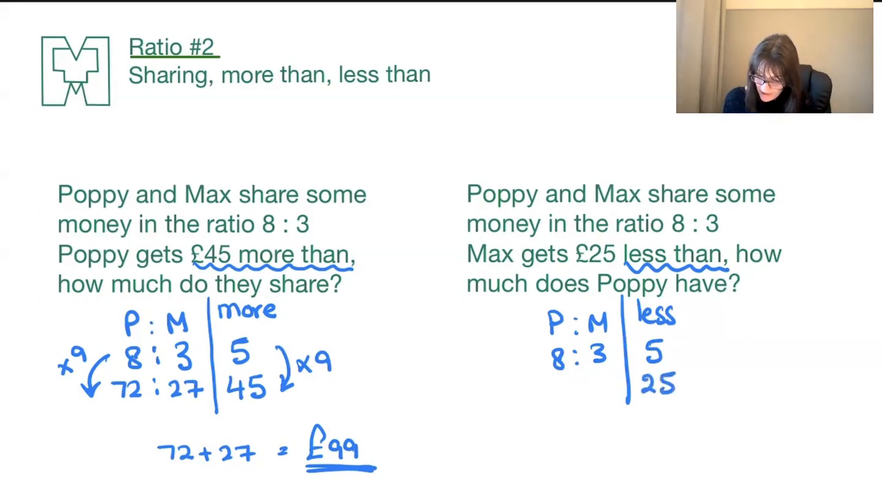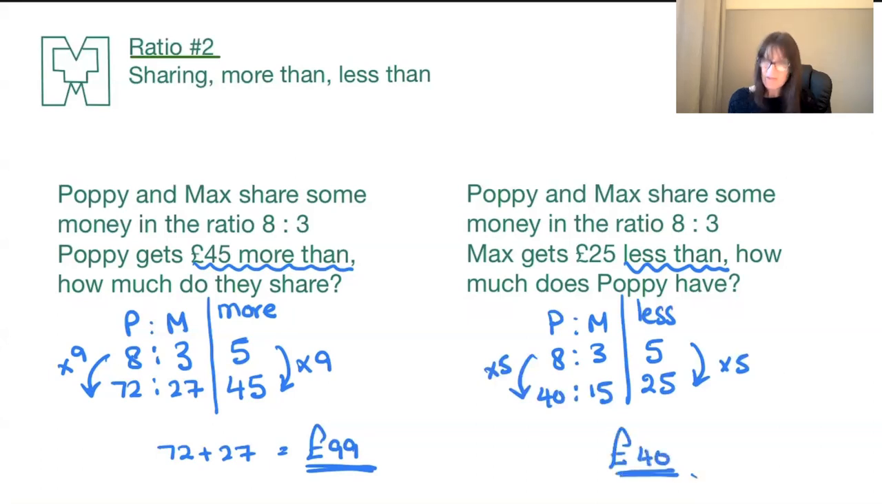We've got 25 going in from the question itself. I would be timesing by 5. So I'm going to times by 5. 8 5s are 40, 5 3s are 15. And then read that last part. What do they want me to answer? It's how much does Poppy have? So I go to Poppy's column and she has 40. Okay. So it is a slightly different approach to one that you may have seen.